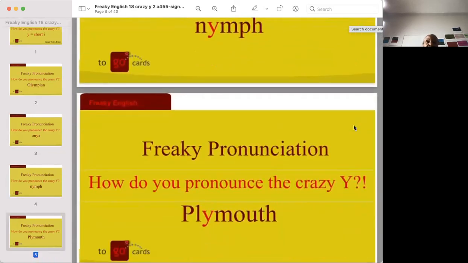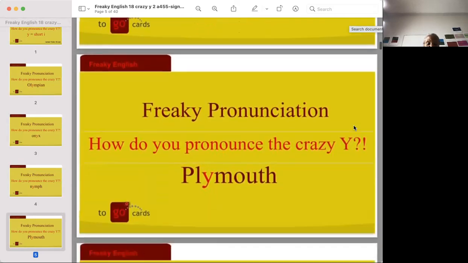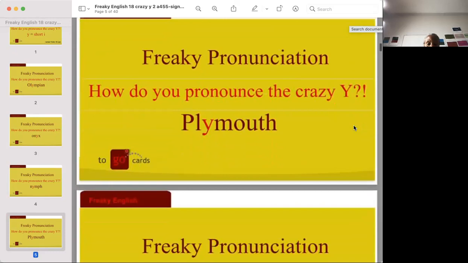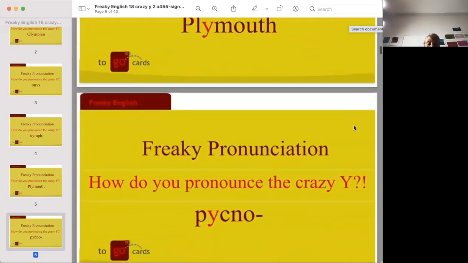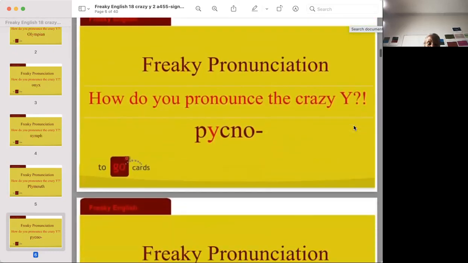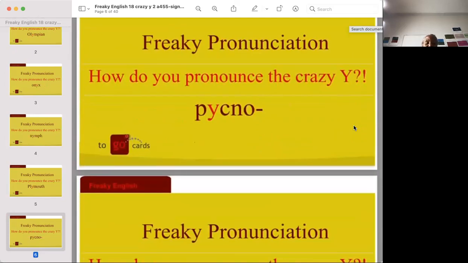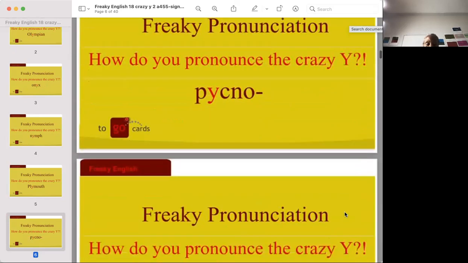Plymouth. The Pilgrims landed at Plymouth. This is in New England. I think it's Massachusetts. Plymouth. Pycno, but I told you I'm not going to do the prefixes and suffixes and roots. You can see this is a prefix. I do that when I'm talking about prefixes, suffixes, and roots. And the name for all of those is affixes, an affix.